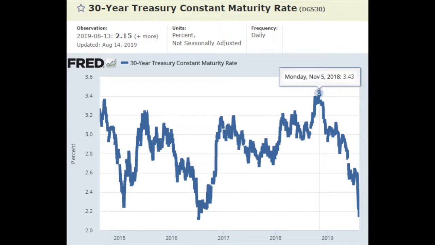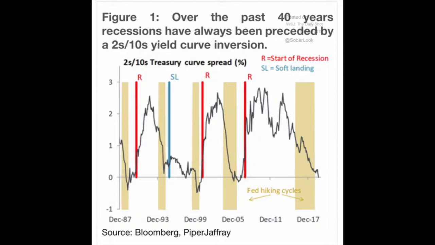But if we look at this over the past 5 years, we see that such sharp declines in yields happened in 2014-15, 2016, and then quickly the yield returned to 3%. So it could be again something like that, as speculators are entering and chasing those bonds, betting on things that they don't know will happen. Nevertheless, if we look over the last 40 years, recessions have always been preceded by the 2-year and the 10-year yield curve inversion.